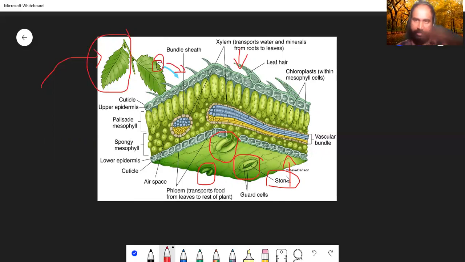Now, if you take a leaf, you can observe more stomata at the lower surface than the upper surface. Think about it: why is the stomata present more in the lower surface than the upper surface? I will let you know this answer somewhere in between, and we will continue the discussion based on that.